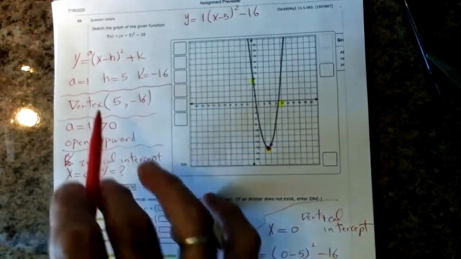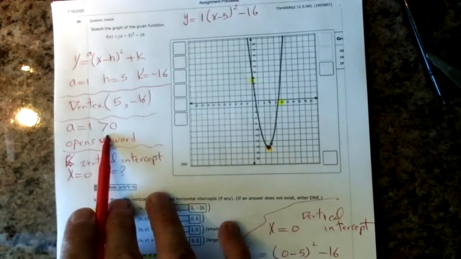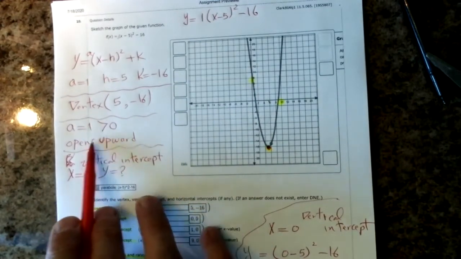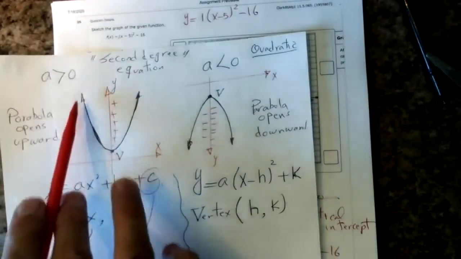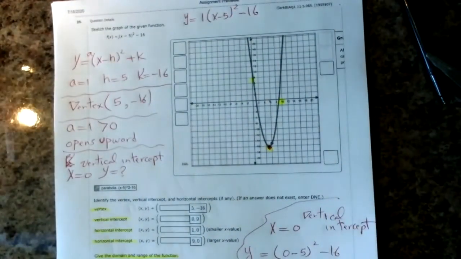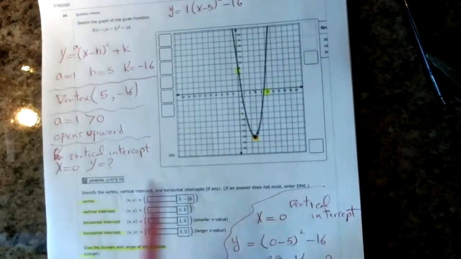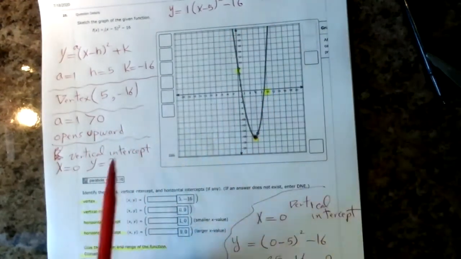A is 1. If a is positive, then the function always opens upward. See here? If a is positive, the graph always opens upward. Sorry. So a is 1, so I know from this point the graph is going upward.